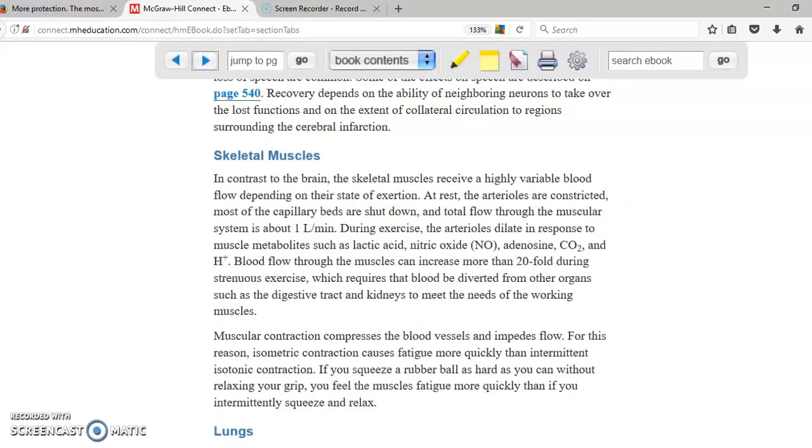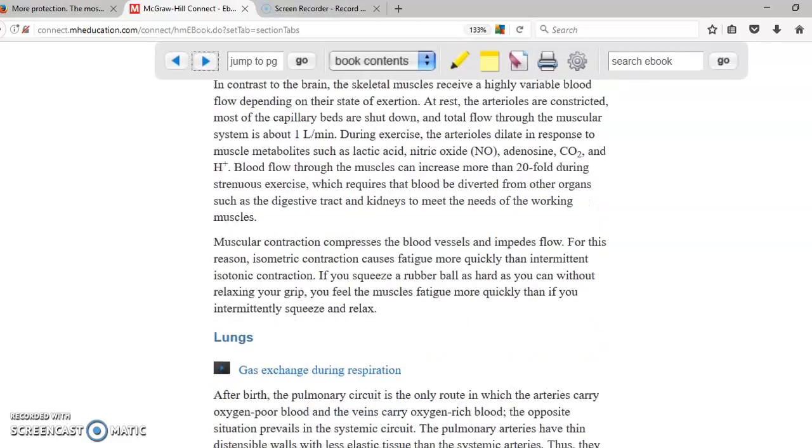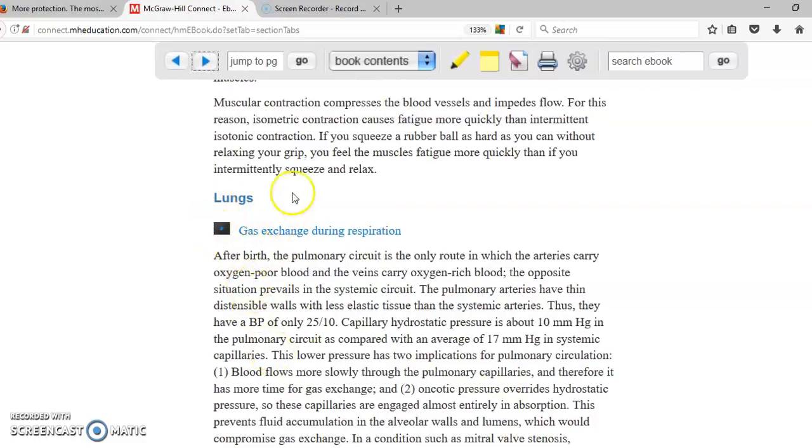Skeletal muscles, obviously the muscles are going to get a lot of blood when you have physical activity. The lungs are the only areas in which the artery contains a whole bunch of carbon dioxide, and the veins contain a lot of oxygen, which is completely opposite to what happens in your circulatory system.